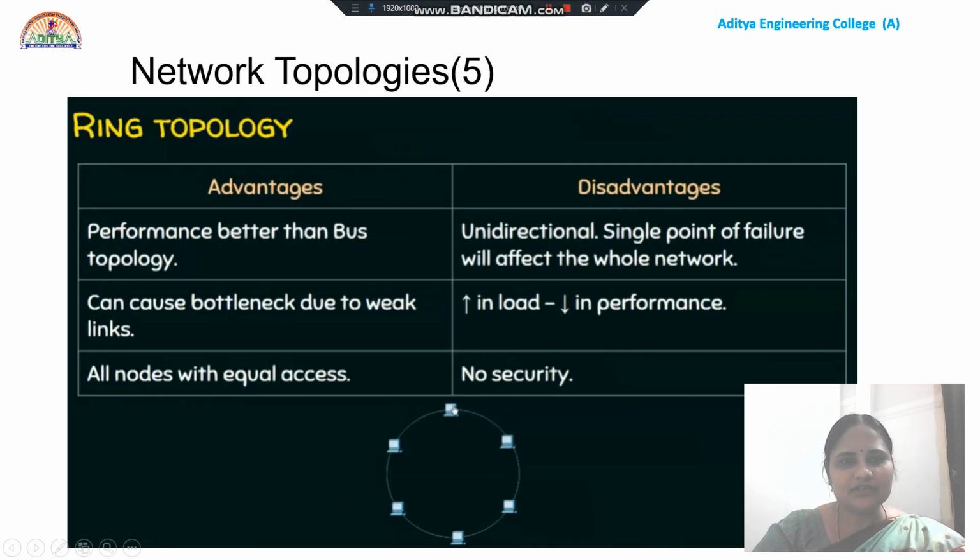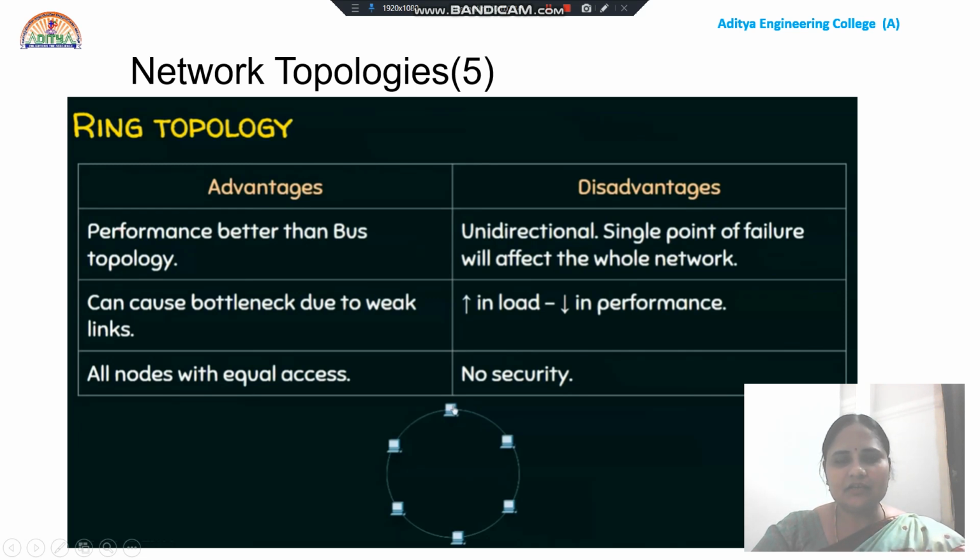Now the advantages and disadvantages of ring topology. In this ring topology, it performs better than a bus topology. It can cause a bottleneck due to weak links. A bottleneck is nothing but some kind of interruption, which may sometimes be caused by weak links. And all nodes have equal access. Those are the advantages of ring topology.